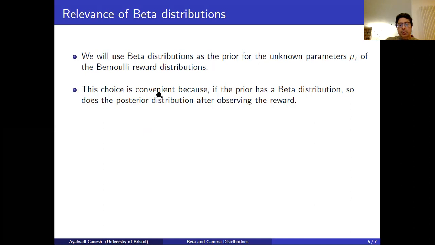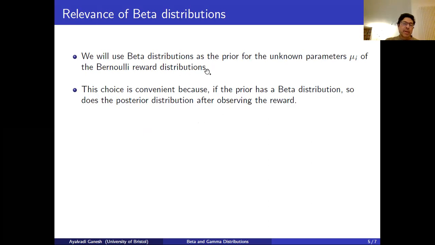And it turns out that this choice is convenient because if we take the prior to have a beta distribution, then the posterior distribution is also beta. And this is rather special. We could have started with any arbitrary prior distribution we like. And we can always calculate the posterior distribution. In principle, there's no problem with that.